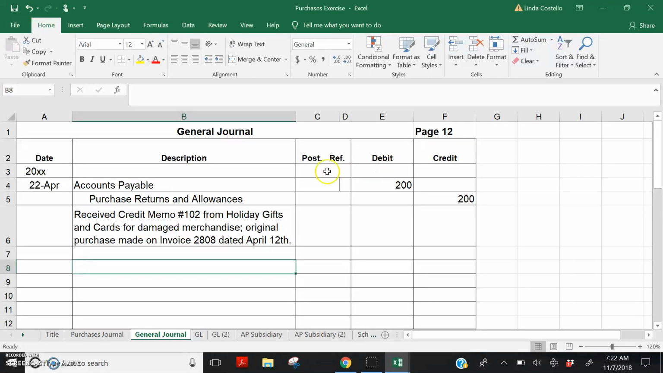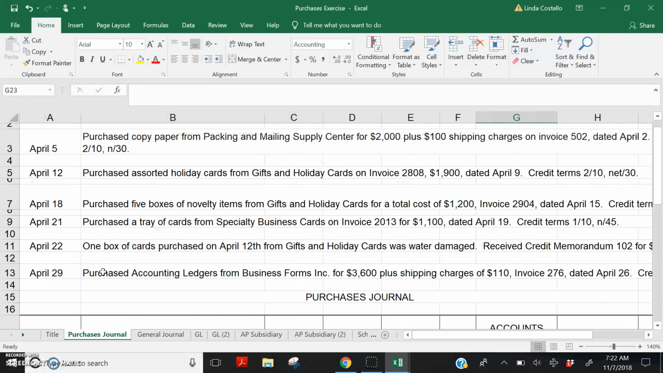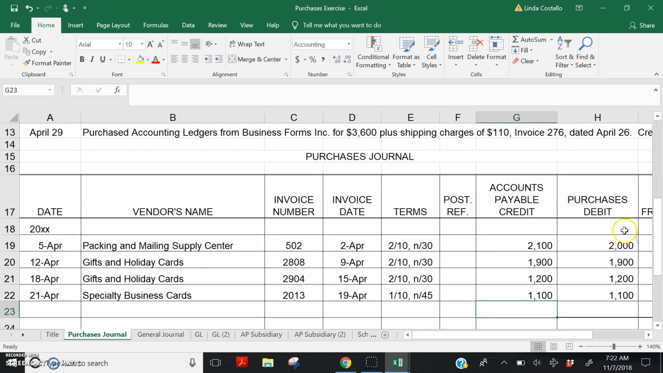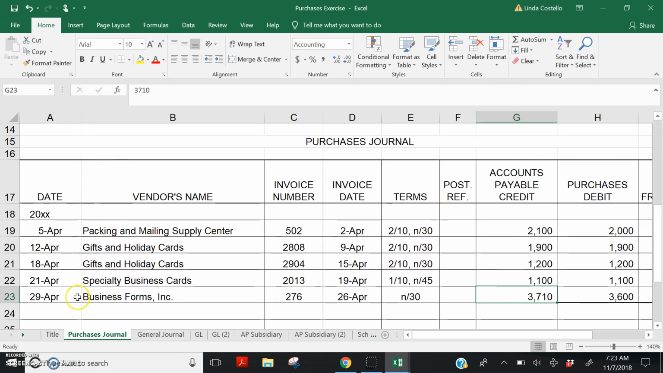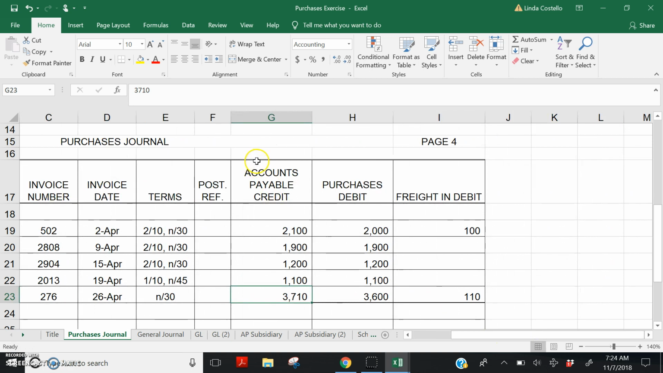Going back to the purchase transactions, the last transaction is a purchase of merchandise on account and should be recorded on the purchases journal. Date April 29th. Vendor's name Business Forms Inc. Their invoice number 276, dated April 26th. Credit terms are net 30. This means that we don't get any purchase discount for early payment. We have to pay the entire invoice amount within 30 days. Credit accounts payable $3,710. Debit purchases $3,600. And debit freight in $110.